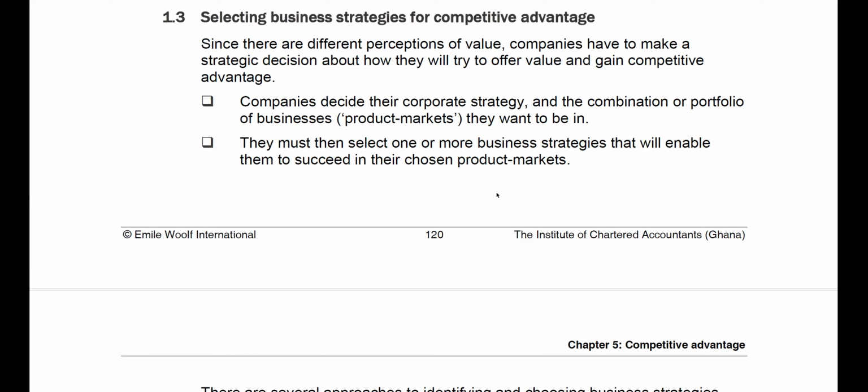Then you must know how to compete. So you must then select one or more of the business strategies that will enable you to succeed in the chosen product market. So these products you are sending to the market, how then do we compete there? So you must first know the business, then you must know how to compete. There are several approaches for identifying and choosing business strategies, and that is what we'll be discussing now. So we are going to start first with the most suitable model at your level, because this one is more around the company and the customer. The generic strategies also come, but this is an evolving approach, a more customer-centric approach, a more marketing-based approach.